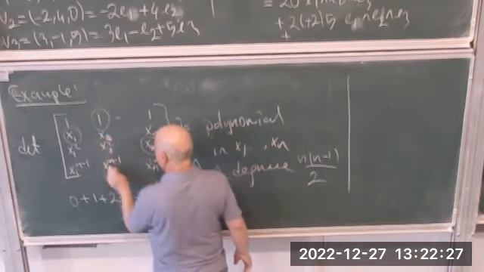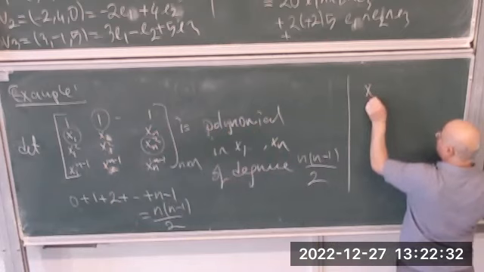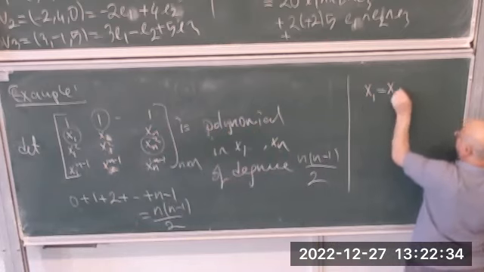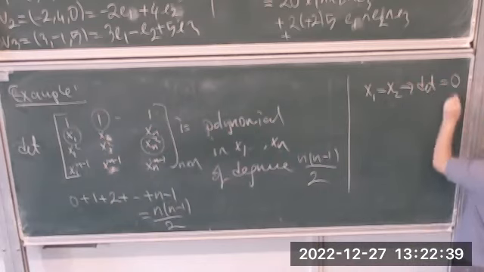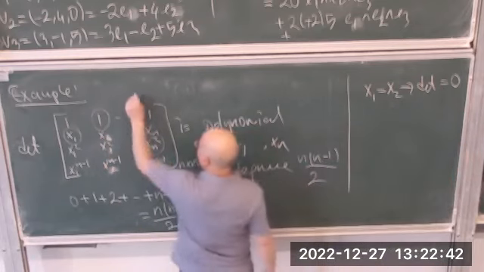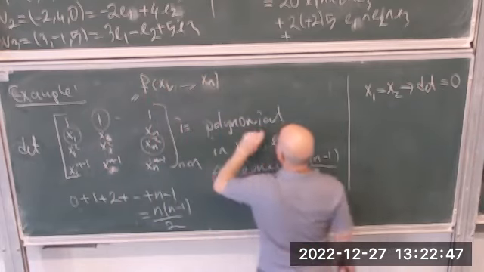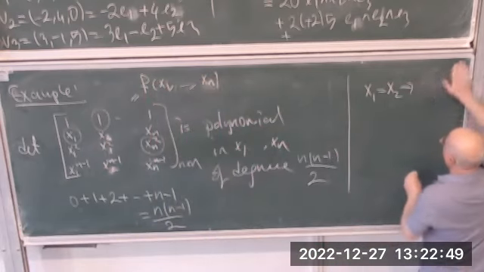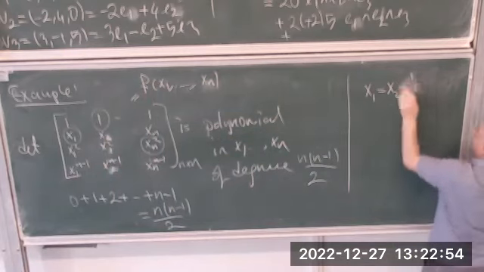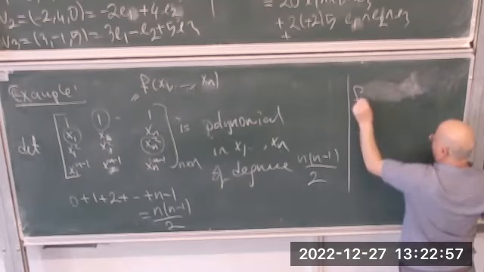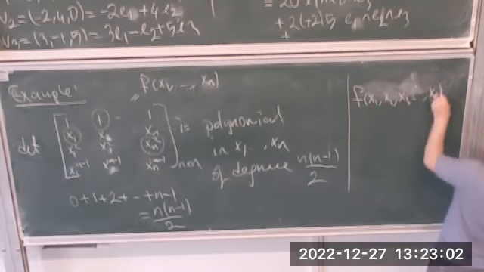This means what? This means that if x1 and x2 are the same, then the determinant, this is a polynomial, and it is 0. Let me call this determinant f of x1, ..., xn. This is a homogeneous polynomial, and so f of this is 0. Well, let me write it this way: f of x1, x1, x3, ..., xn is 0.